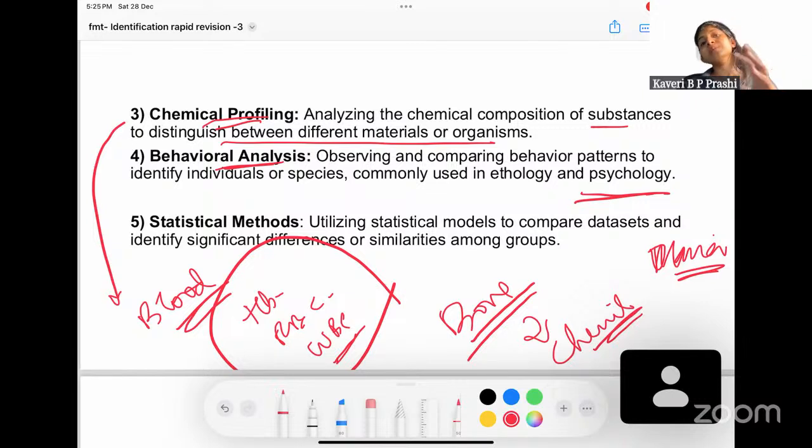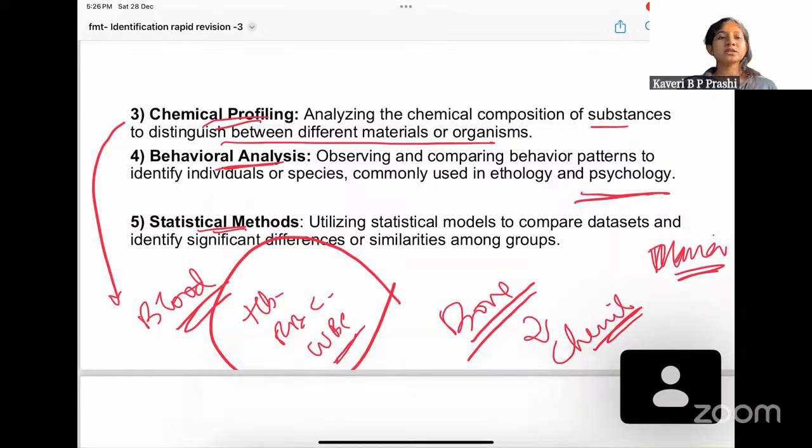So by looking at the behavior of these people, you'll be able to say what kind of profession they belong to, or what they might be suffering from. That is behavioral analysis for identification. Then we have statistical methods, that is utilizing statistical models to compare databases, identifying significant differences or similarities among groups. That is, you take a lot of data from people, and you do a statistical analysis to find certain similarities that fit them in a certain category, or dissimilarities that will take them away from that category.